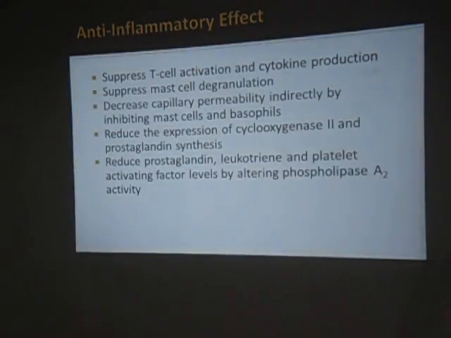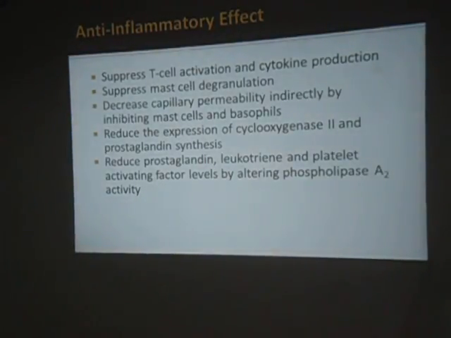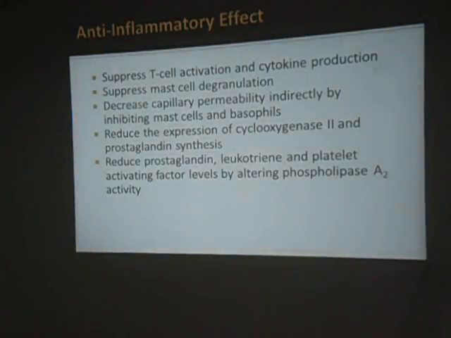So there is suppression of the T cell activation, cytokine production, suppression of the mast cell degranulation. Do you remember, in the last class we discussed the mast cell stabilizers, histamine antagonists. So decreasing the capillary permeability, and indirectly they inhibit the degranulation of these mast cells and basophils. So they reduce the prostaglandin, leukotriene and platelet activating factor levels by altering this phospholipase A2 activity.